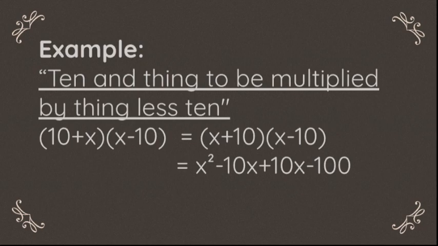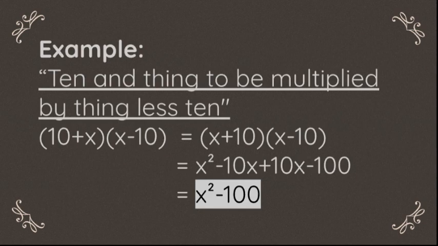X times x is x squared, x times negative 10 is negative 10x, 10 times x is 10x positive, 10 times negative 10 is negative 100. Canceling the two like terms, negative 10x and positive 10x will be 0, and so we will have the final answer x squared minus 100, or x squared negative 100.